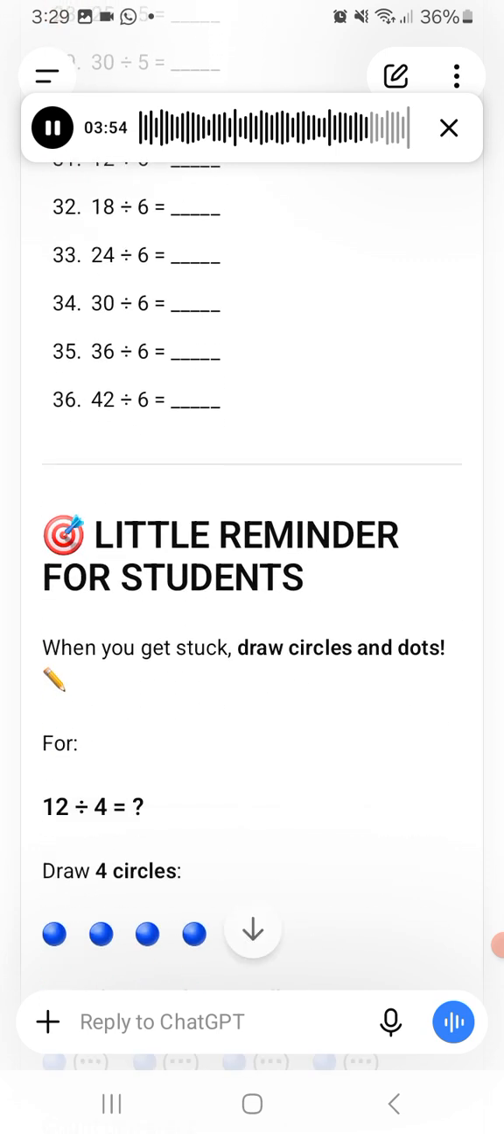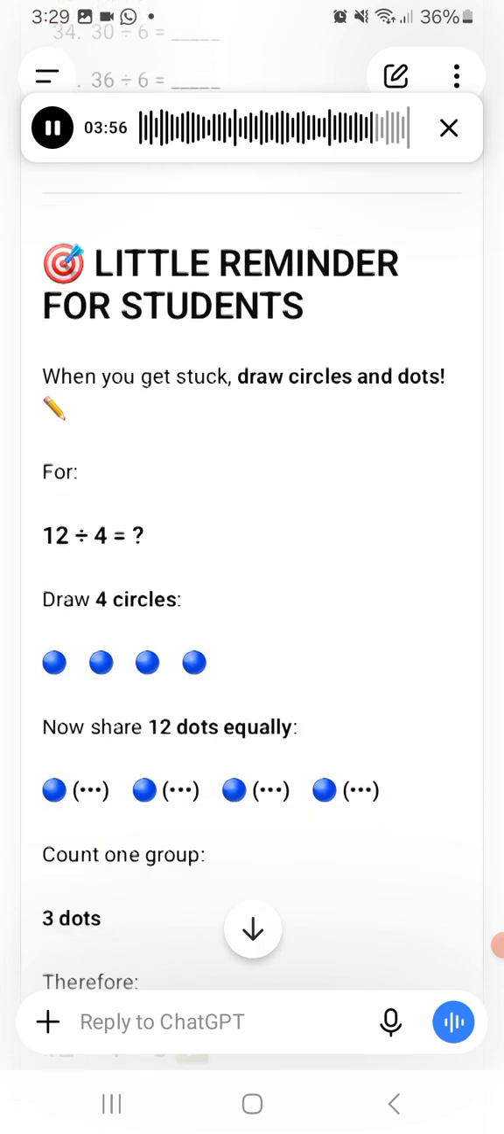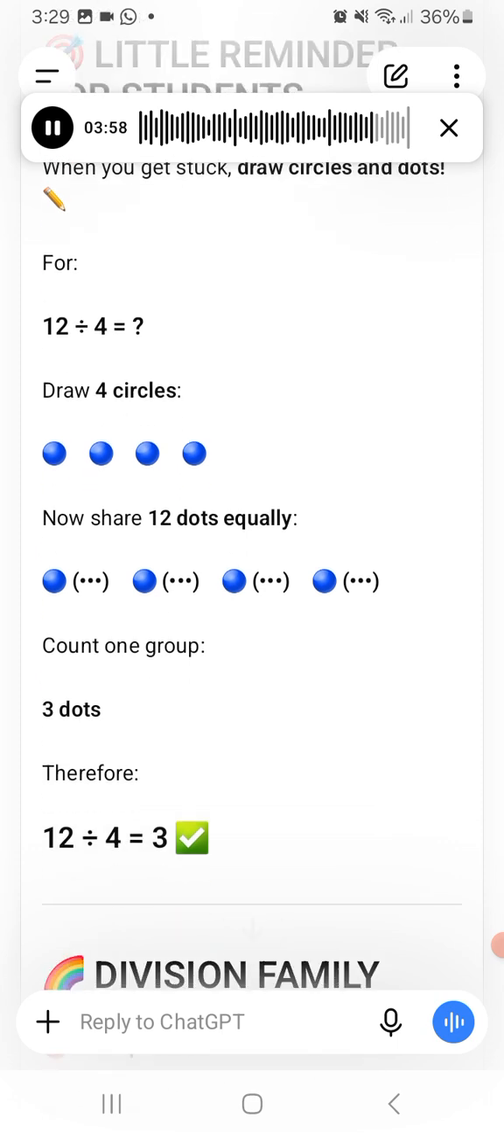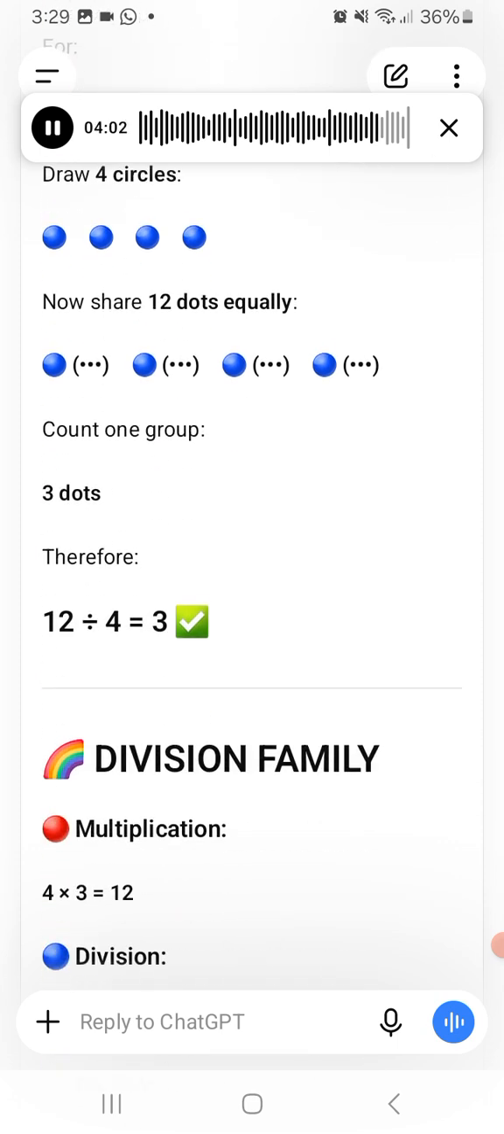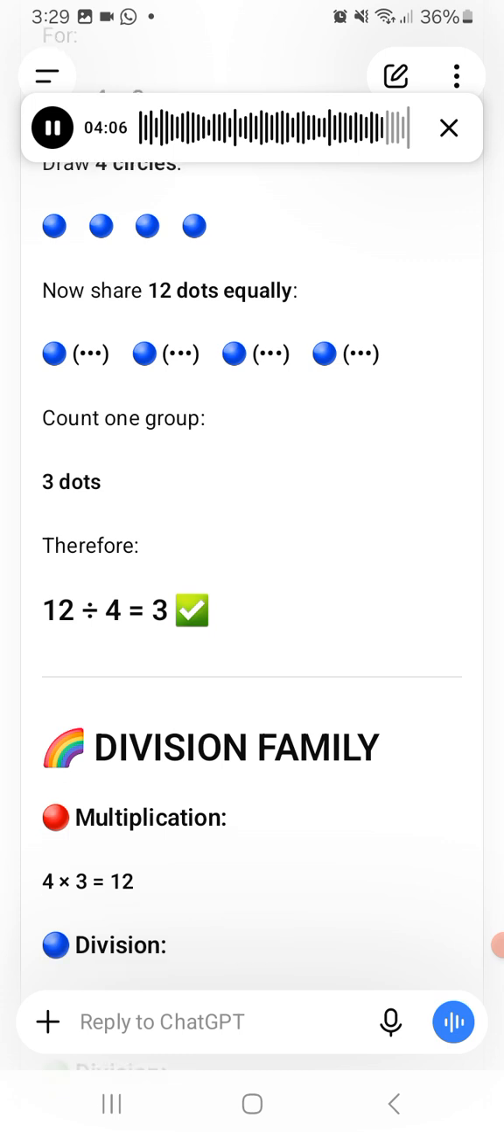A little reminder for students. When you get stuck, draw circles and dots. For 12 ÷ 4, draw 4 circles. Now share 12 dots equally. Count one group: 3 dots. Therefore, 12 ÷ 4 = 3.